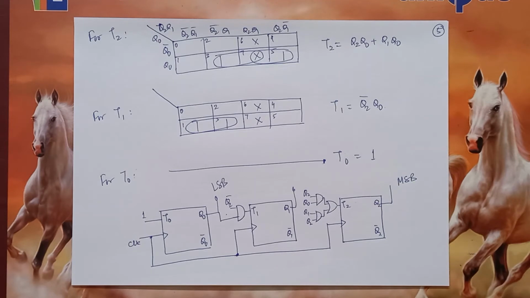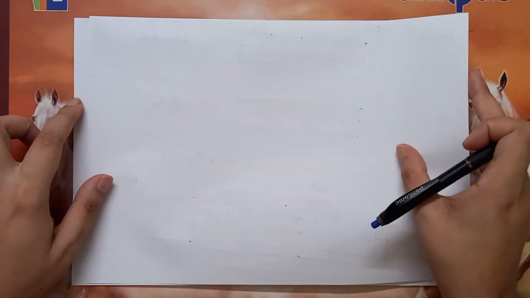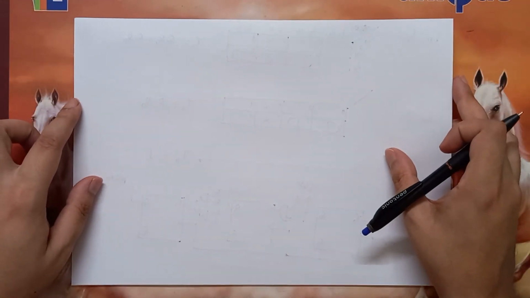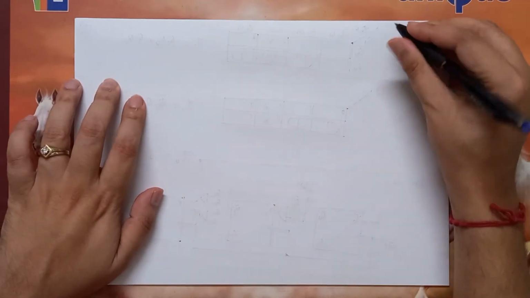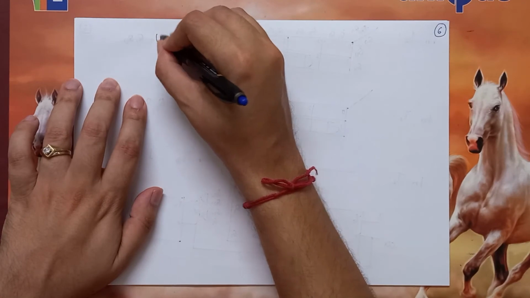So therefore, let us see through the equations that we have derived. Let us see what will happen if the present state is 6 and the present state is 7. So before doing that, we'll have to draw what the current state diagram is.